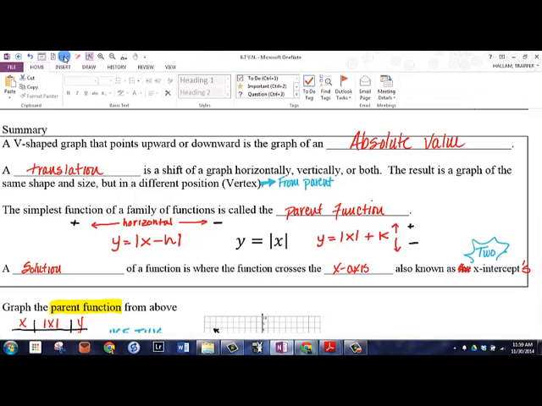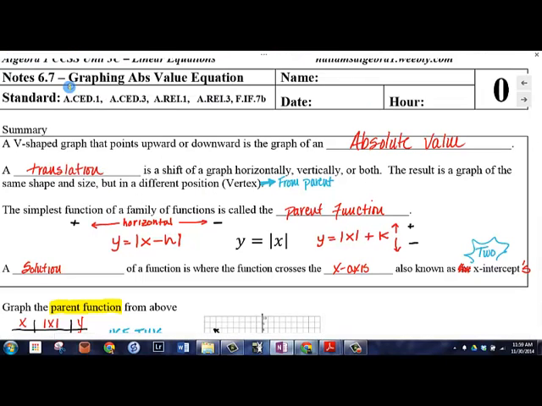Okay, hi and welcome. These are the notes for 6.7, graphing of absolute value equations. So this goes along with the activity we're going to do in class. If you missed the activity, you should be watching these notes. If you want support for the activity, you'll be watching these notes. But either way, you're here, and let's go ahead and get started.